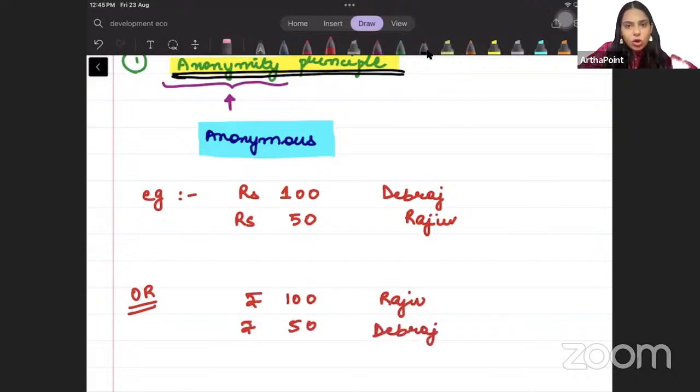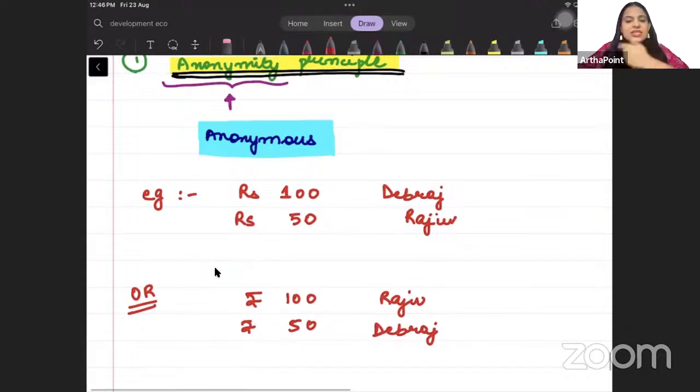From an economics point of view, both these situations are the same. दोनों ही situation एक ही बराबर हैं, दोनों ही situation एक ही हैं, right? So from the point of view of economics, it does not matter. मेरे को कोई फर्क नहीं है, right?